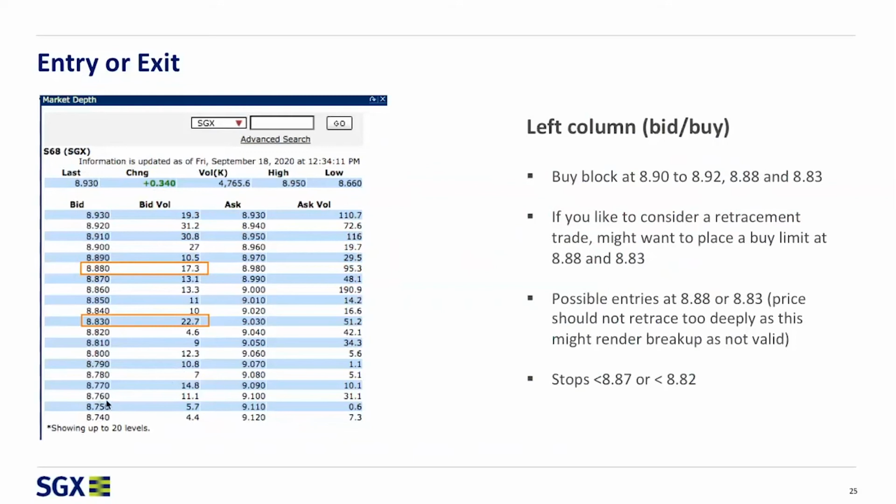Now, for example, if you like to do intraday, then you'll be looking to put a buy limit around 888, with a stop loss below 888. Of course, that would be a tight stop loss. Now if you draw on your chart and find levels which are important, then you can consider 883 or even the lower block here.